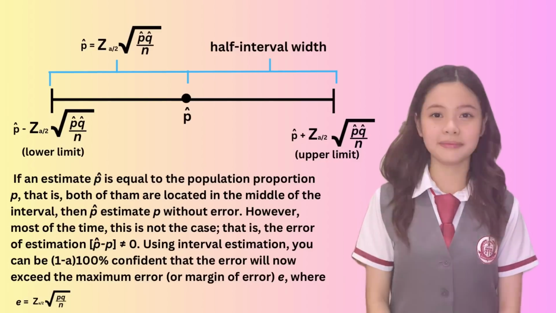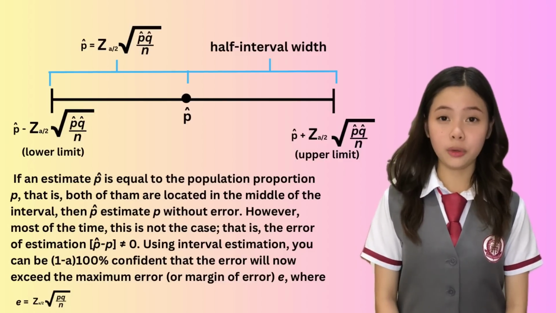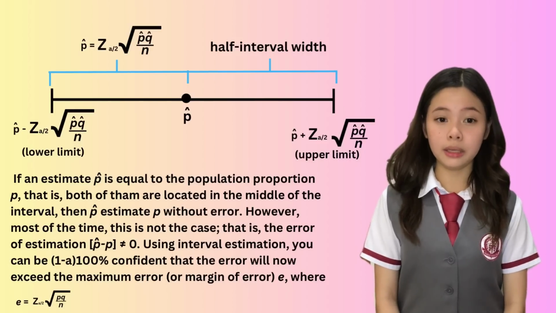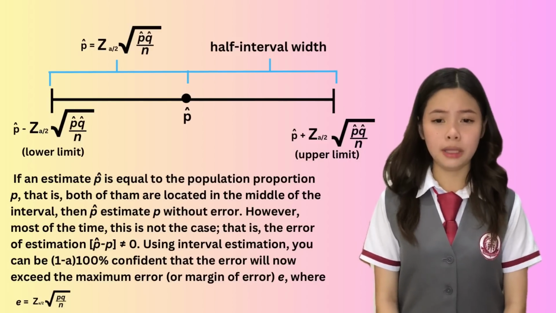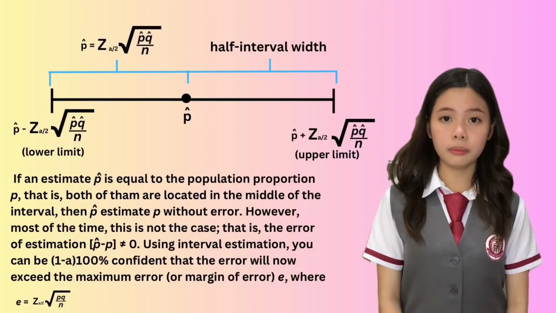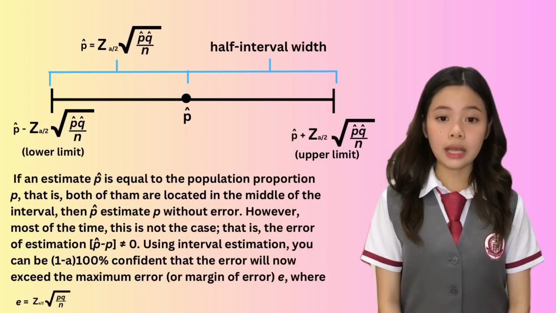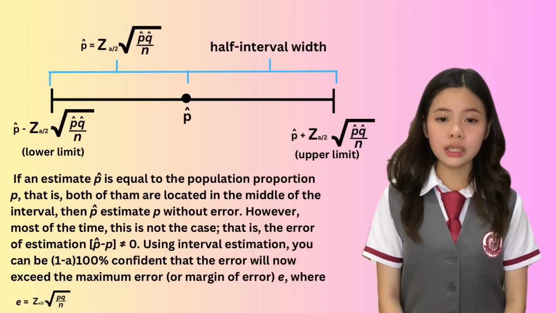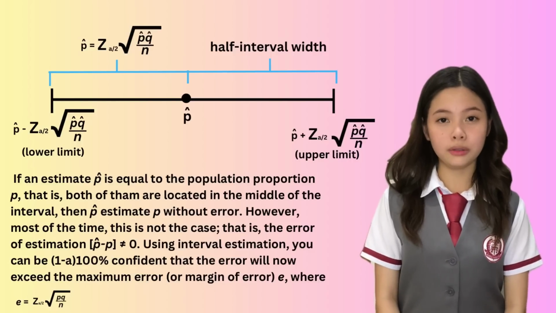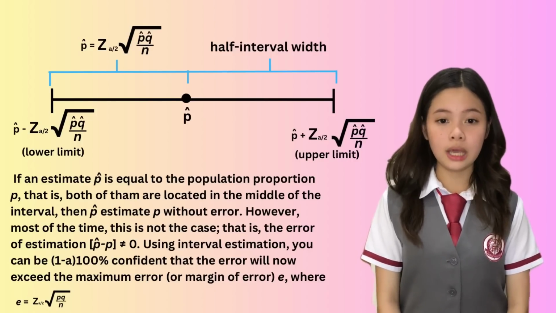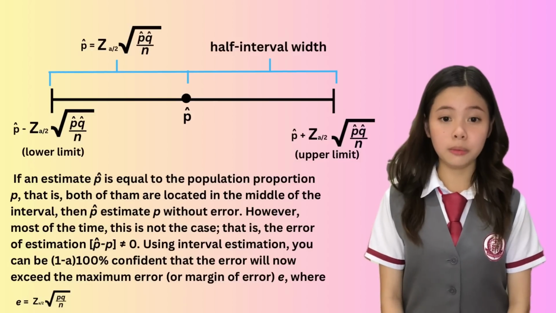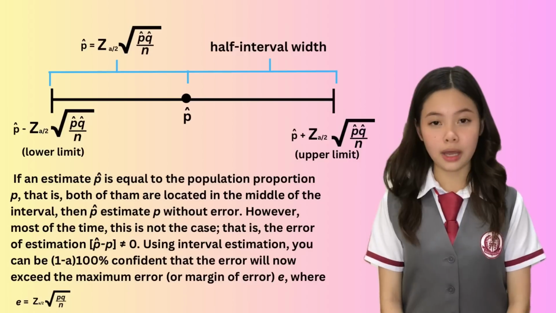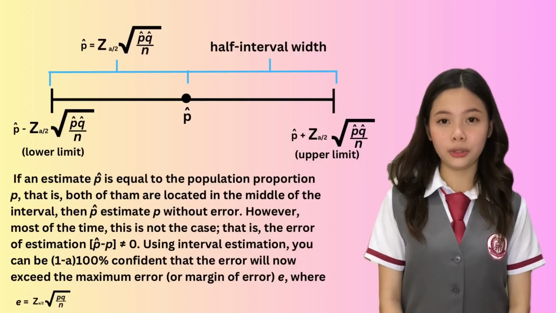If an estimate p̂ is equal to the population proportion p, that is, both of them are located in the middle of the interval, then p̂ estimates p without error. However, most of the time, that is not the case. That is, the error of estimate p̂ minus p is not equal to 0. Using interval estimate, you can be 1 minus alpha multiplied by 100% confident that the error will not exceed the maximum error or the margin of error e, where e is equal to z subscript alpha over 2 times the square root of p̂ multiplied by q̂ all over n.